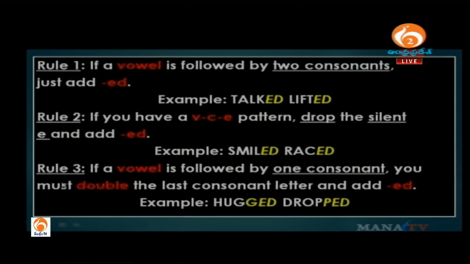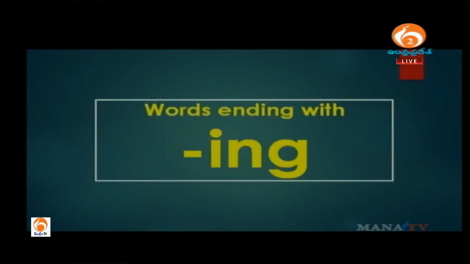Rule number 3, if a vowel is followed by 1 consonant, you must double the last consonant. So I have the vowel followed by just 1 consonant, U is followed by G, O is followed by P. So I will double the consonant. So hug past tense will become hugged, drop past tense will become dropped. All right. So that's in terms of ed.